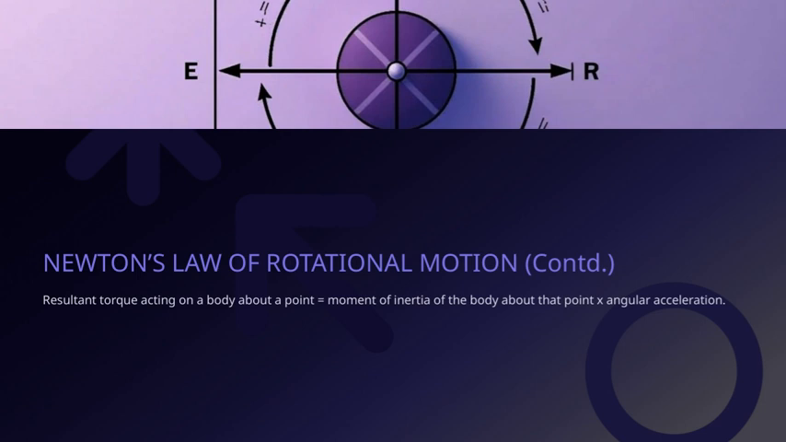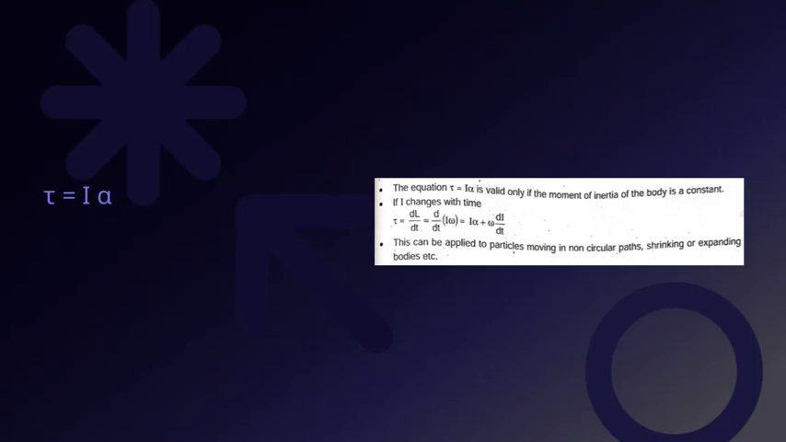So, in summary, this equation links torque, inertia, and angular acceleration, forming a core principle of Newton's law of rotational motion. Let's take a closer look at this fundamental equation. Tau equals I times alpha. Here, tau represents the torque, which is essentially the rotational equivalent of force. The I stands for the moment of inertia, which tells us how much an object resists changes in its rotational motion. And alpha is the angular acceleration, indicating how quickly the object's rotational speed is changing.